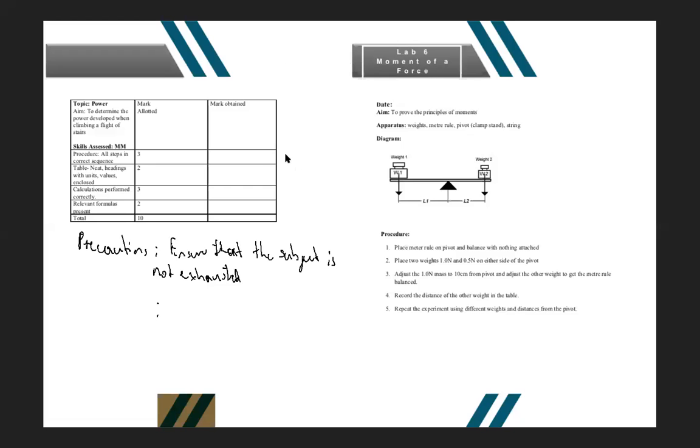Right? So the first one we said, for precaution, an example could be to ensure that the subject is not exhausted. You want to ensure that the person is fit for the experiment. You don't want them falling. If they're exhausted, then they will fall and hurt themselves.